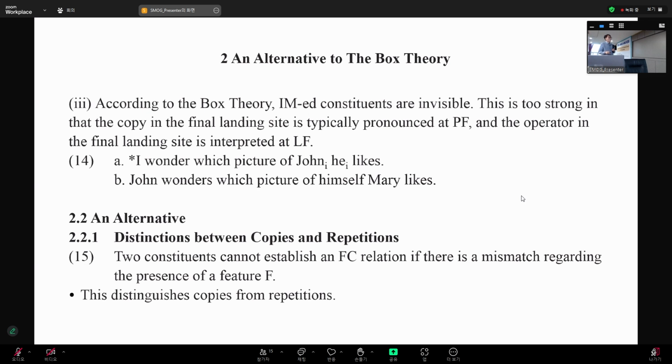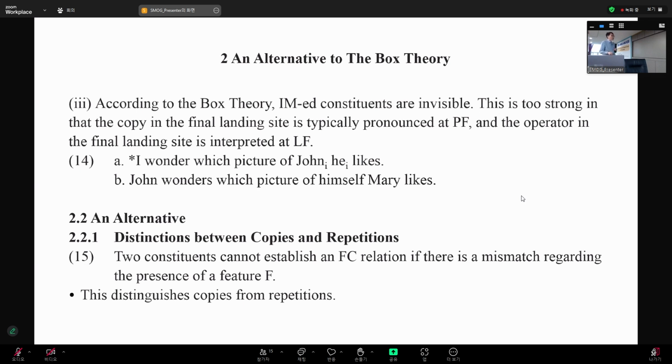I think it's too strong to argue that internally merged constituents are invisible, because the copy in the final position, in the correct position, must be pronounced, and it must be interpreted, at least the operator must be interpreted. Then it's more economical to argue that this is visible in the course of derivation. At least the copy in the final landing site must be visible. So we don't have to repeat one time at PF or one time at LF, because at both interfaces, the copy in the landing site must be interpreted.